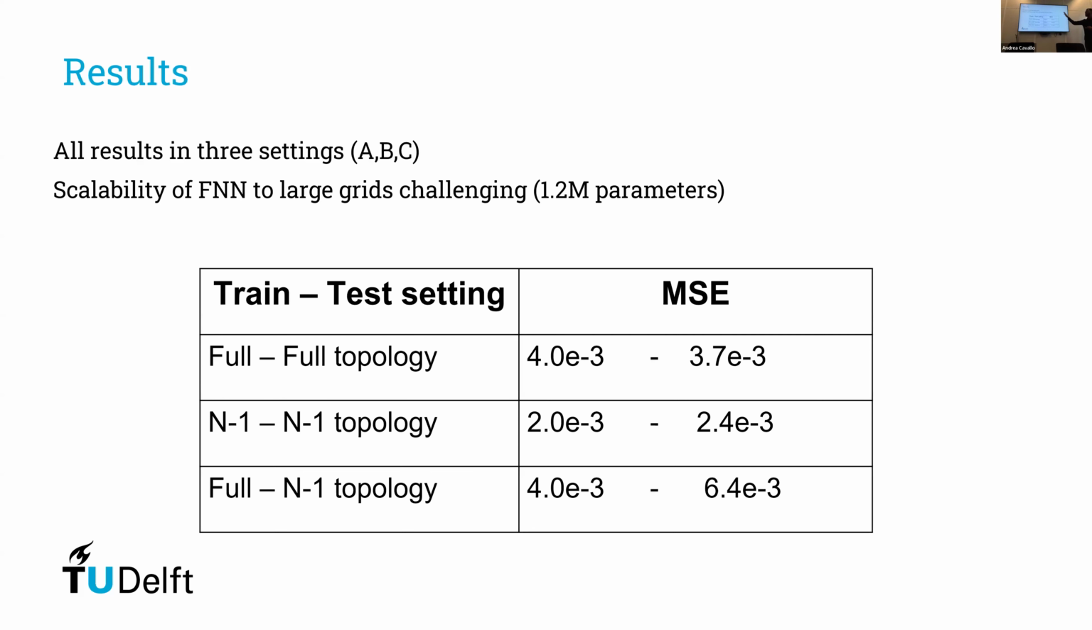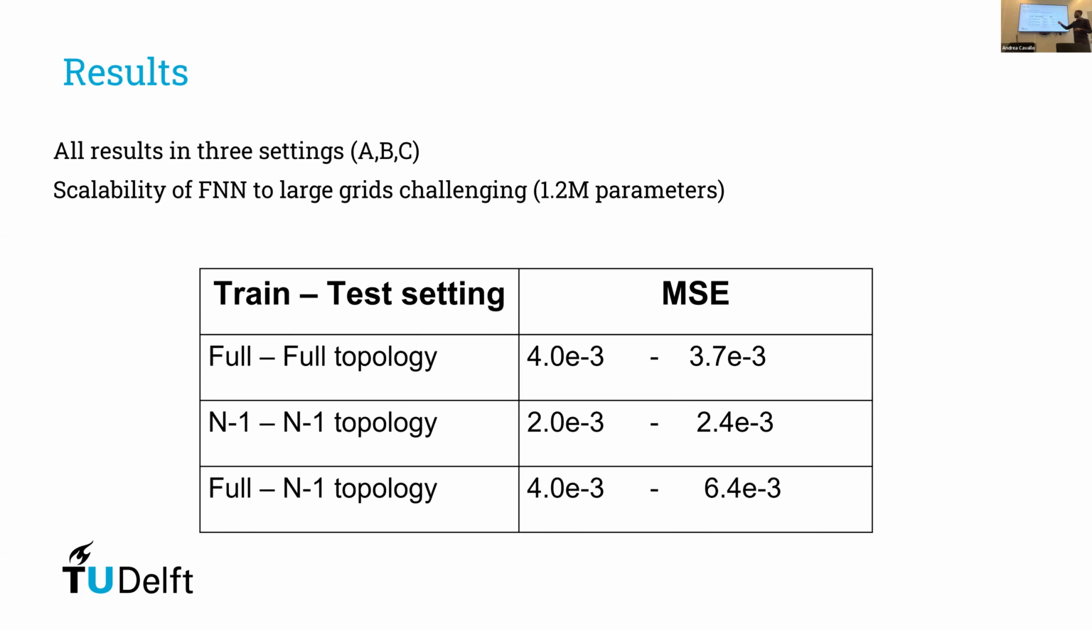So the three settings in which the results have been presented, A, B, and C, are as follows. We consider a case where we learn a GNN on the full topology, so we don't consider N-1 cases. The GNN is learned on full topology, and the test set also contains graphs with the full topology.